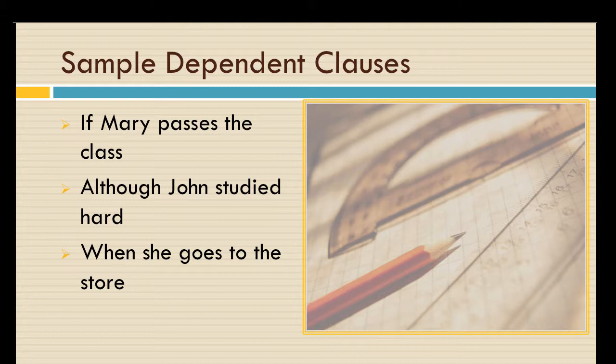But it's a dependent clause because it does not express a complete thought. The reader is left wondering what will happen if Mary passes the class, and the other word groups have the same problem. The reader doesn't know what happened although John studied hard, or what happens when she goes to the store. In order to express a complete thought, the word group depends on another clause. That's why it's a dependent clause.